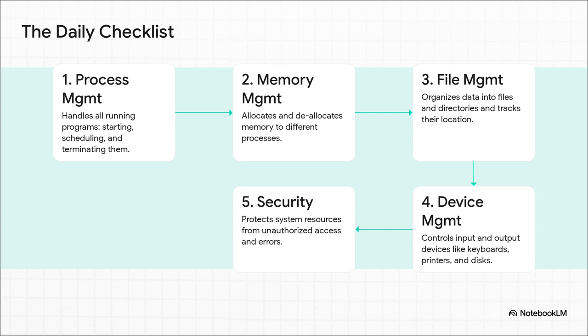Next, file management. That's the super organized office admin creating all the files and folders we use to find anything. Device management is all about controlling everything you plug in, from your mouse to your printer. And finally, security, where the OS basically acts as a bodyguard, protecting the whole system. It's a massive juggling act, and it's happening every second.